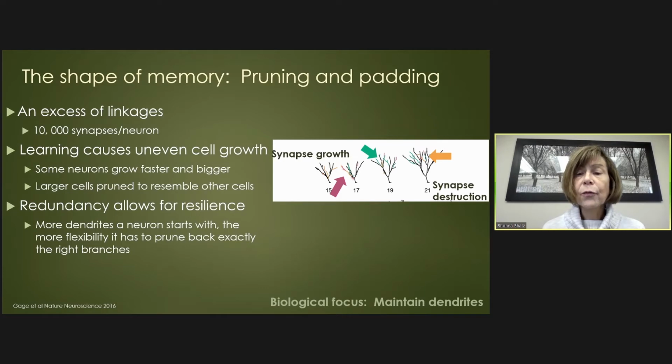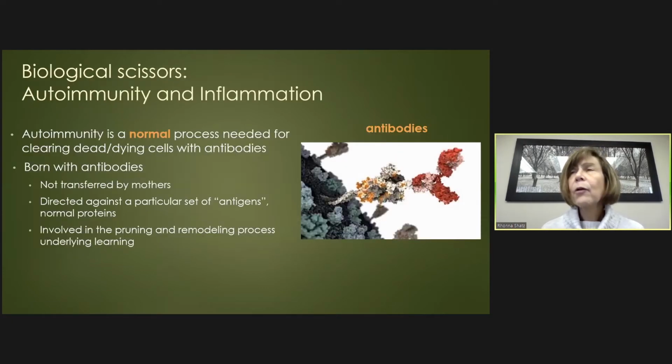Our biological focus then is to maintain dendrites. And how do we do that? It turns out that we harness an internal mechanism called autoimmunity and inflammation. Autoimmunity is often seen as a bad thing, a process in which our own body attacks itself, but it actually is part of the normal toolbox that we have for clearing dead and dying cells. And it's done through the process of creating proteins called antibodies.